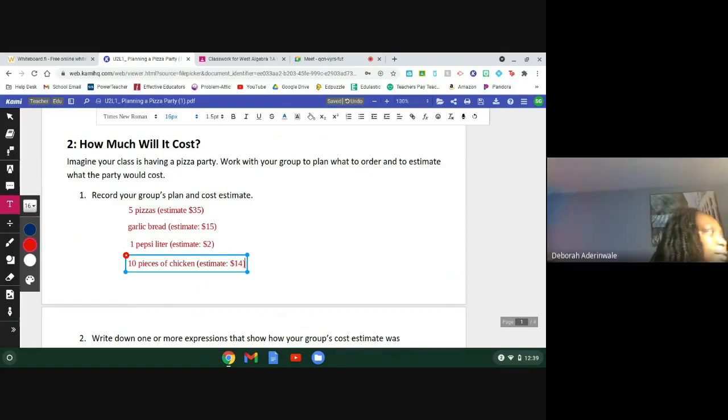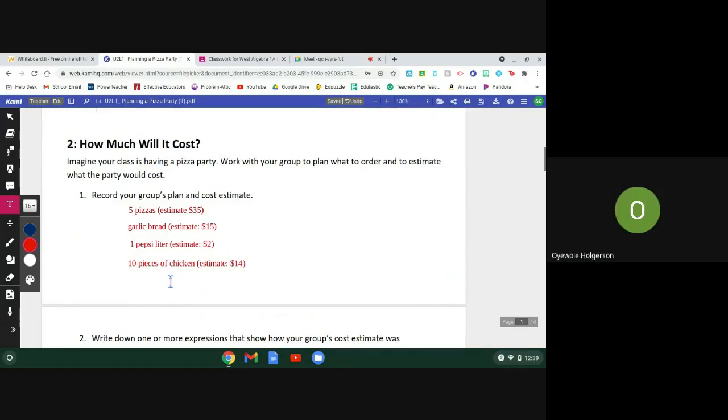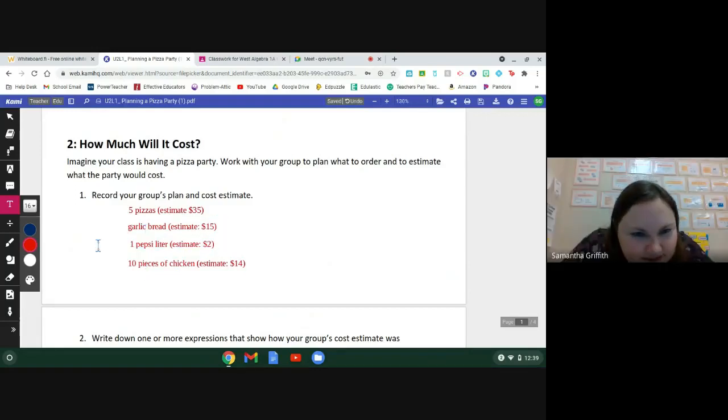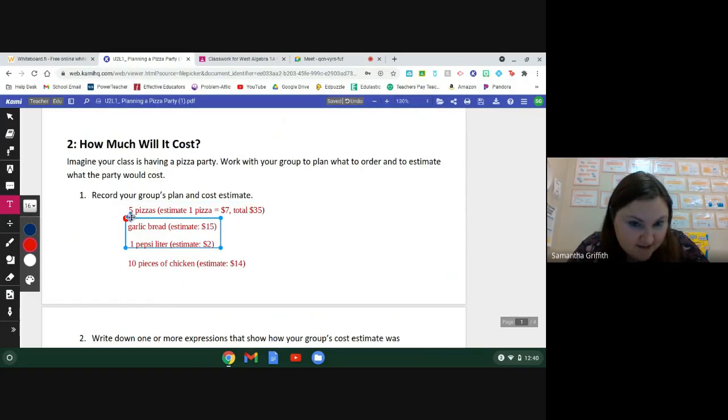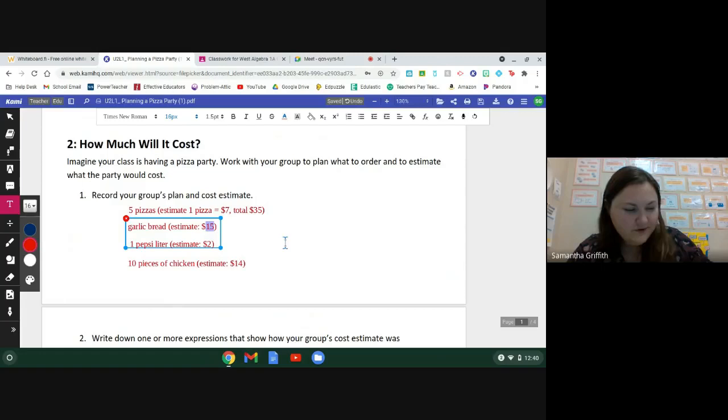$14? Yeah, before tax. Okay. So looking through this, I'm gonna add in some of our numbers. For the 5 pizzas, if we're estimating that $35 is the total of 5 pizzas. Is that right? Yeah. Okay, so then 1 pizza we're saying costs like $7, and there's a total of $35 for the pizza. Garlic bread is at $15 for all the garlic bread, for 1 order of garlic bread.